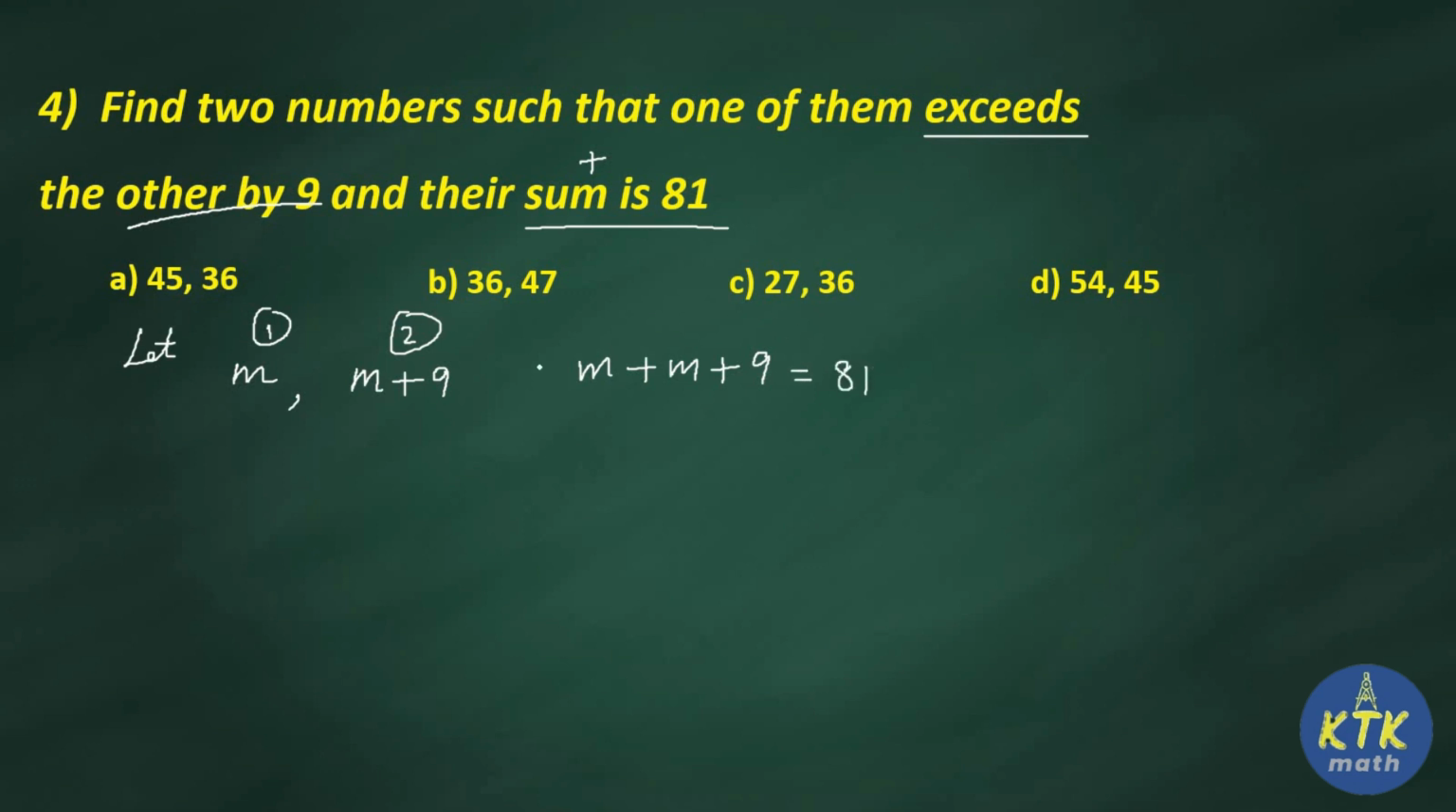Okay, now we got an equation. Start solving. What is m plus m? m plus m is 2m, and 9 you can move to the right side. So plus 9 becomes minus 9. 81 minus 9 is what? Good, 72. So m equals 72 by 2. Very good. So what is half of 72? Half of 72 is nothing but 36. So we got m as 36. m plus 9 is what? 36 plus 9, 45. So your answer is 36 and 45. So option A is your answer. Clear?